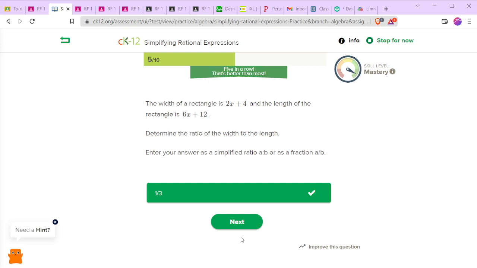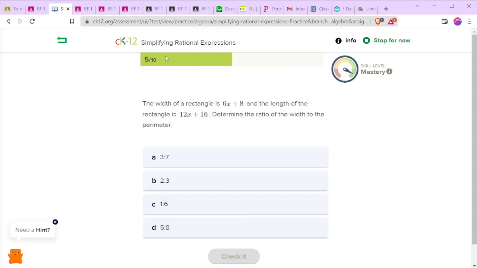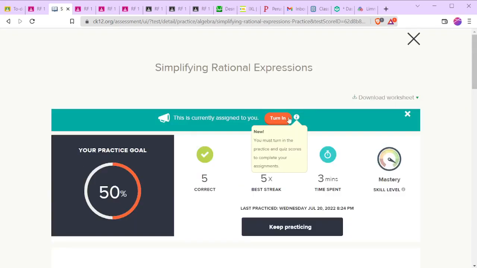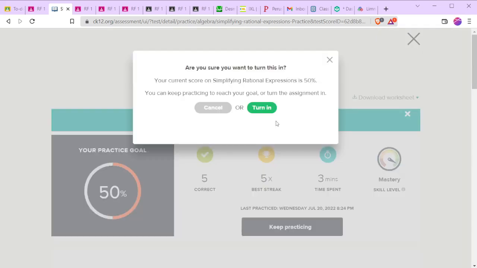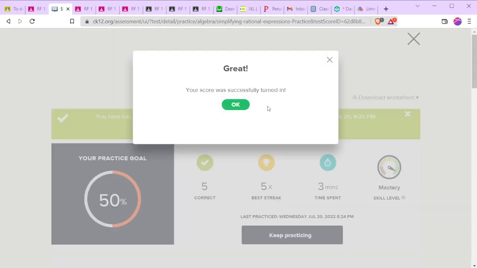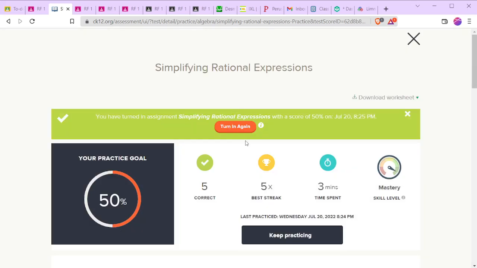And now with the 5 correctly answered, we see that we are at mastery. So we may stop and get full credit, making sure we turn it in. If we do not click that turn in button, then we cannot see it. Or at least I cannot see it to mark.